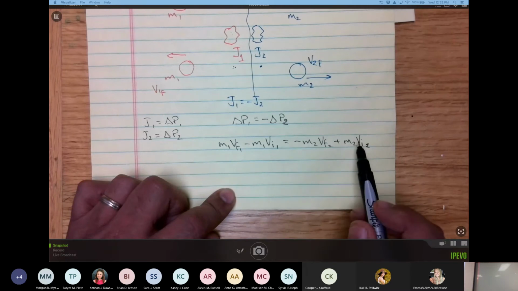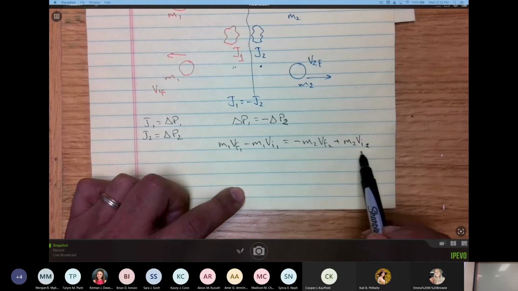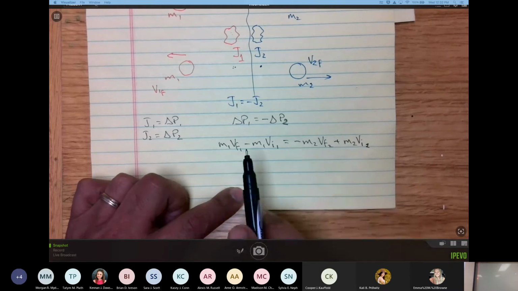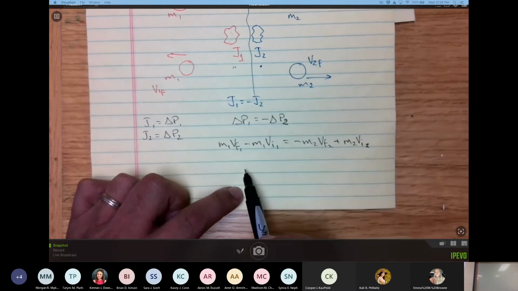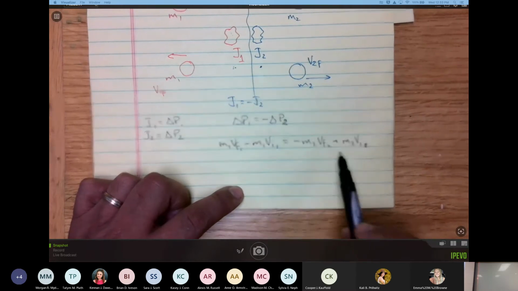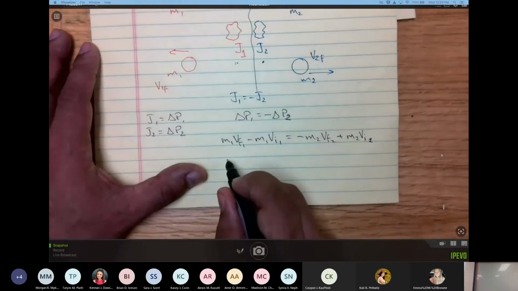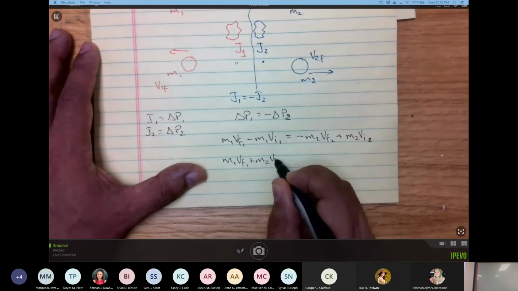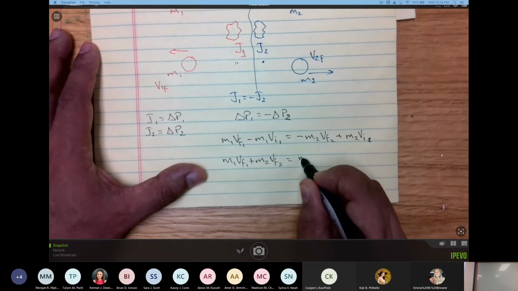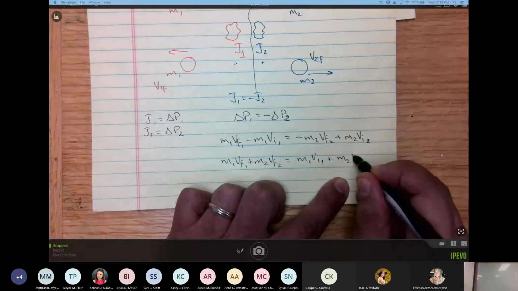What I'm going to do now is put everything that involves initial conditions on one side of the equation, and everything that involves final conditions on the other side. So I'm going to put all the initial velocities here and all the final velocities here, okay? This is just rearranging variables. So I'm going to have m1 vf1 plus m2 vf2 equals m1 vi1 plus m2 vi2.